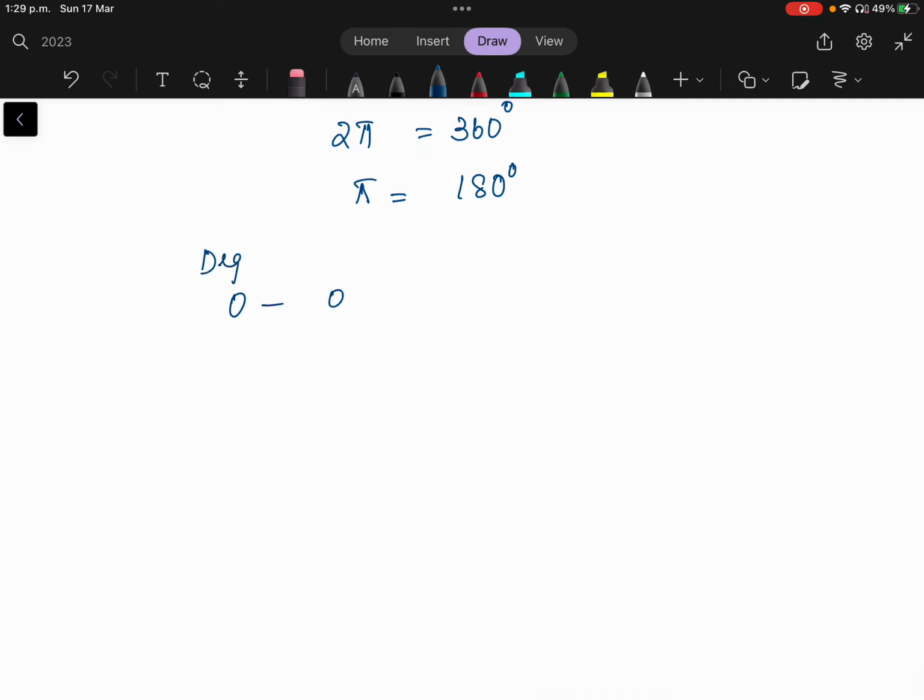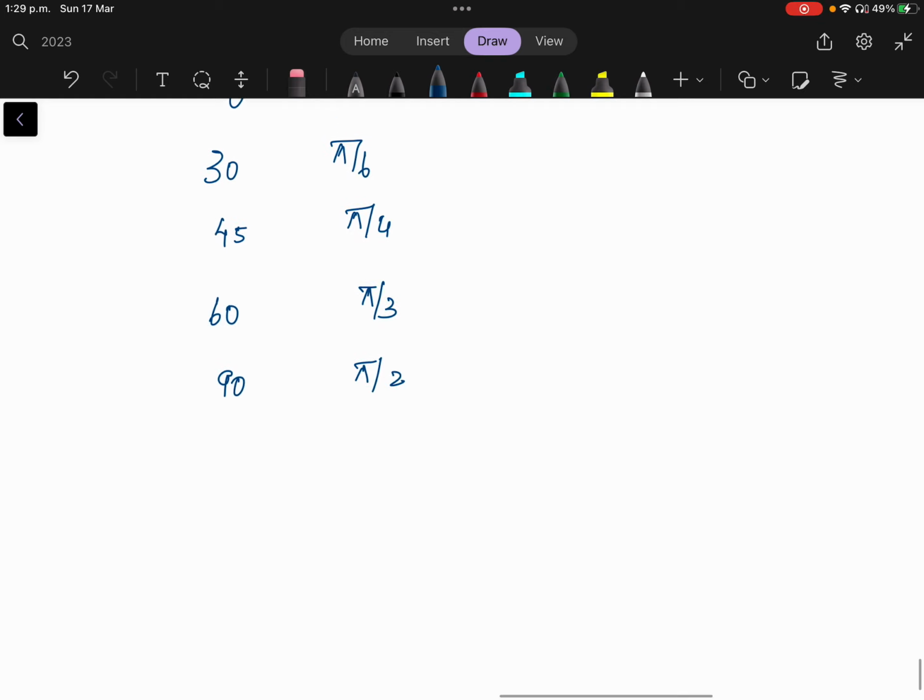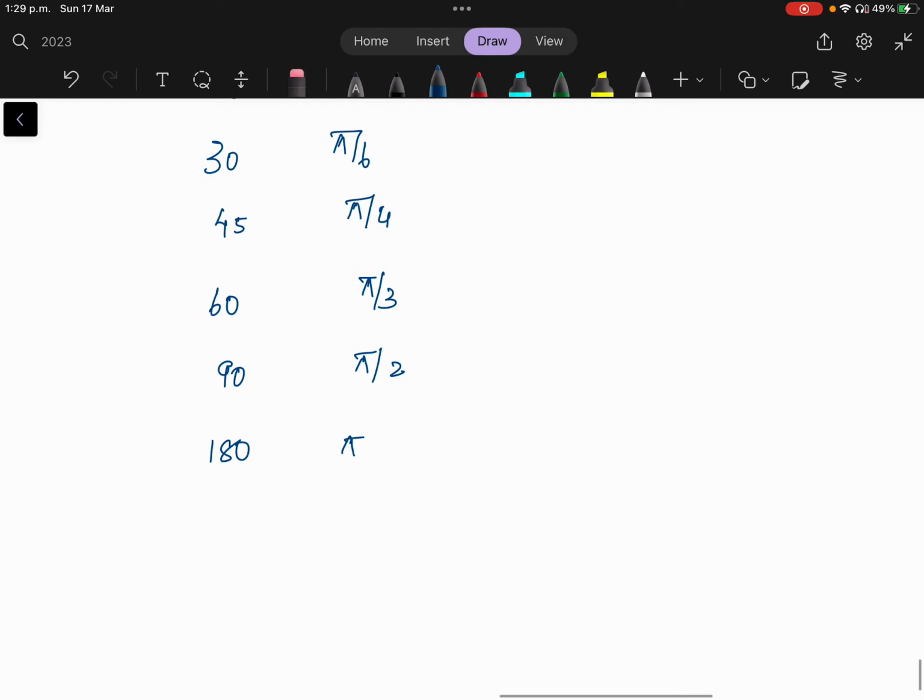This is the concept, and the frequently used ones are, let me just note it down. This is degrees and this is radians. For 0 it is 0. For 30 degrees it is pi over 6. For 45 it is pi over 4. For 60 it is pi over 3. And 90 it is pi over 2. 180 it is pi. 270 it is 3 pi over 2. 360 it is 2 pi.